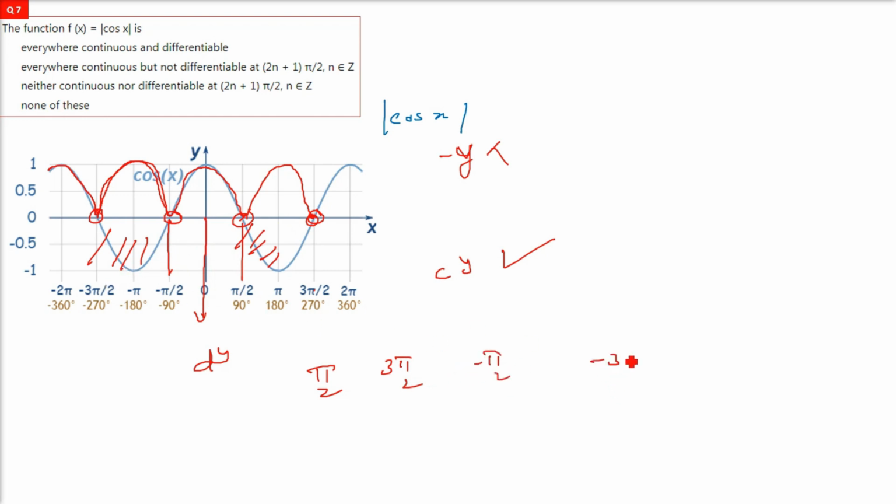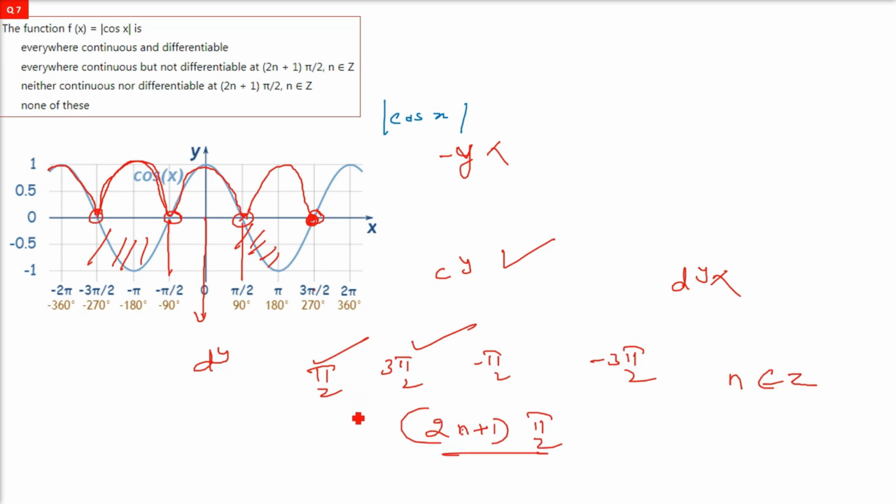And since we have sharp edges, you can generalize it taking the integer: 2n plus 1 pi by 2. 2n plus 1 is simply the odd number. So 2n plus 1 pi by 2 shows that all these points are going to give you a sharp edge, and a sharp edge means no differentiability. So this function is continuous because there is no break, but this modulus of cos x has sharp edges at 2n plus 1 pi by 2, so it will not be differentiable at 2n plus 1 pi by 2. The same discussion goes for modulus of sin x also, that we have just discussed.